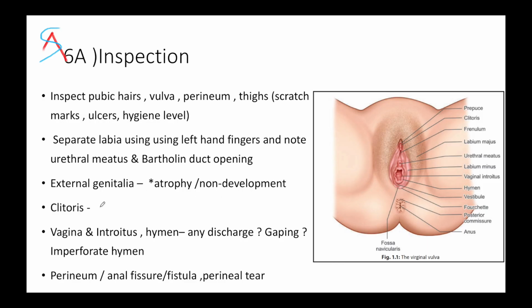Clitoris, generally the size would be less than 1.5 centimeter. If the clitoris size is more than 2 centimeter, it is called clitoromegaly. The most common cause for clitoromegaly is congenital adrenal hyperplasia.